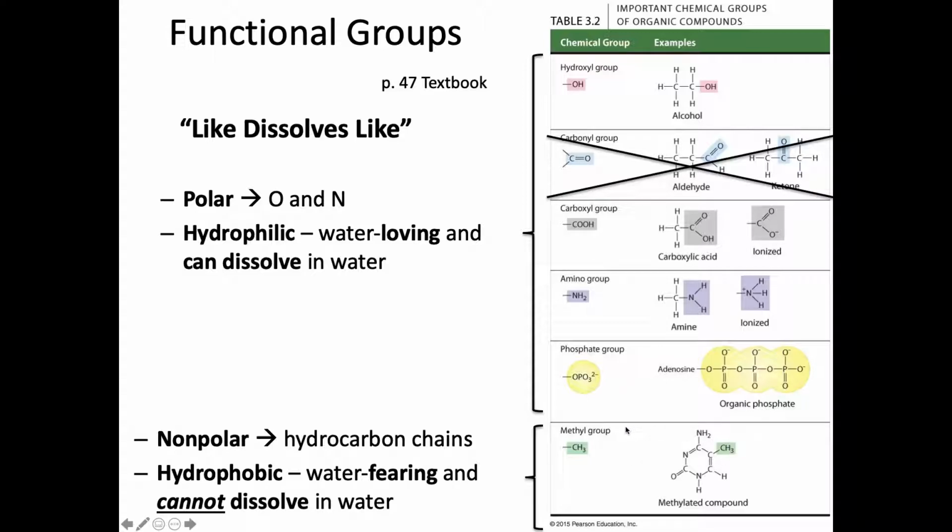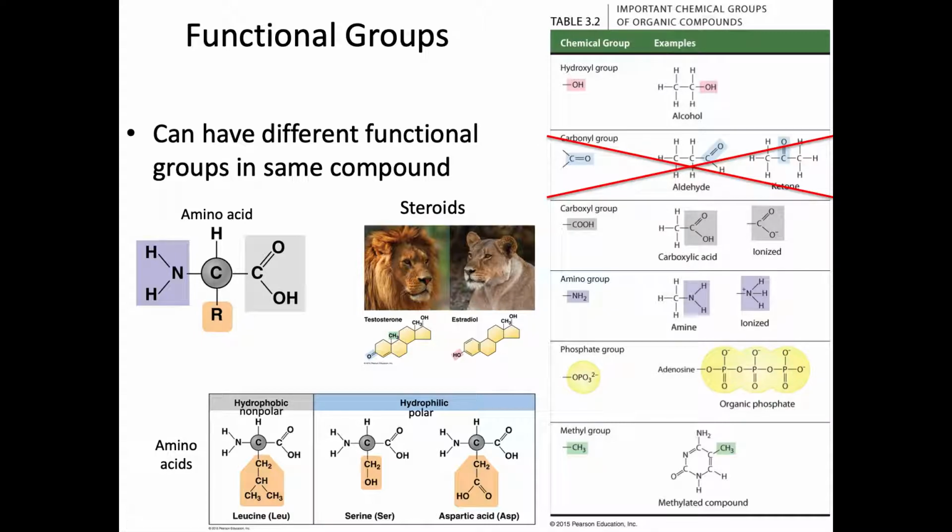So if you remember that this one is non-polar, you'll remember the others as being polar. These functional groups, we can see that you can have different functional groups in the same compound. A really good example are amino acids. A typical amino acid will have all of this the same, and it'll have a different R group, which is a residue group or residual group or variant group.